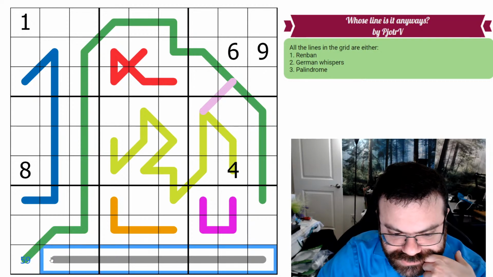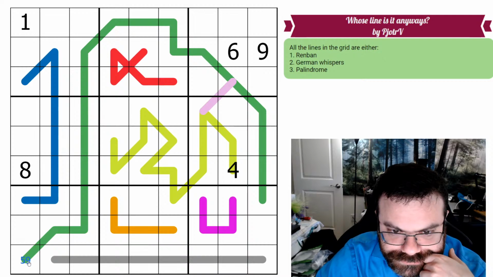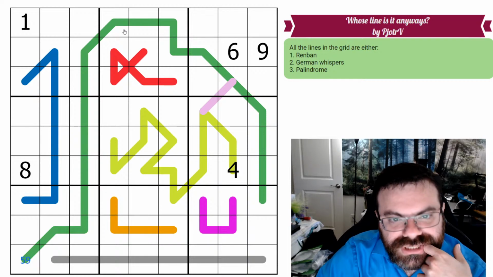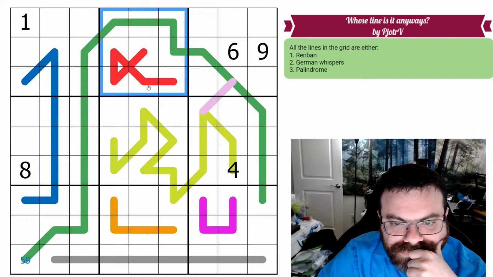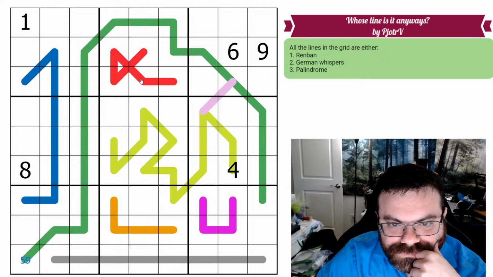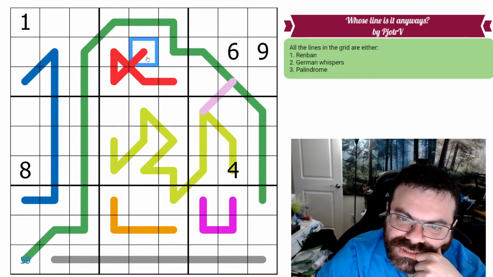It's gotta have to do with this one, right? What I was seeing here. Yeah, these two can't both be German, because then there'd be nowhere for a 5. So can we prove it can't be Renban in some way? The 6 and 9 seeing in, maybe?